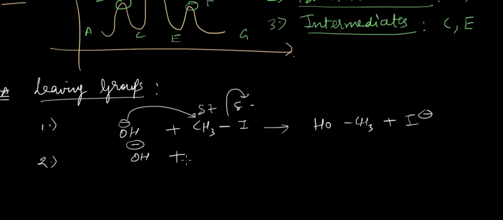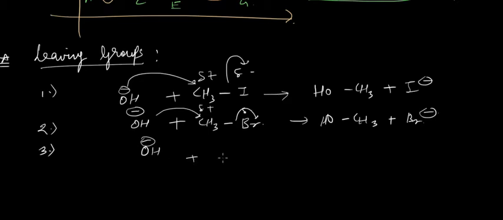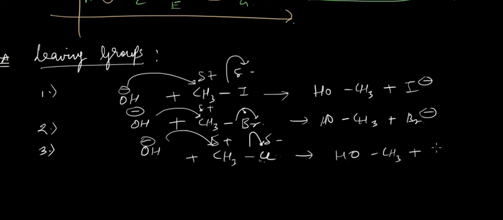Okay, we have OH minus here and CH3Br here, delta positive and delta negative. What happens here is this type of reaction takes place, and we have CH3OH plus Br minus, beg your pardon. Okay, third, we have OH minus and we have CH3Cl. This is delta positive, delta negative. It attacks on this, Cl withdraws its bond electrons, so we have CH3OH and Cl minus.